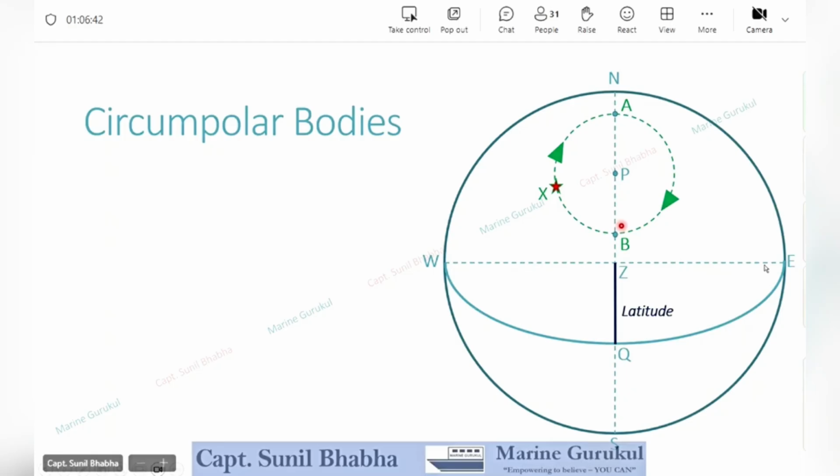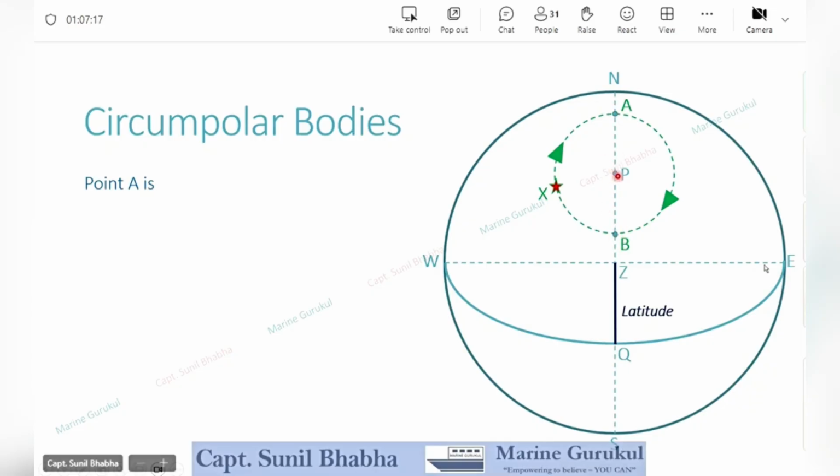For a normal body which is not circumpolar, it will come north or south of you, or in other words, you can say it will come on your meridian only once in a day. But a circumpolar body will be north or south of you twice in a day. Roughly after an interval of 12 hours, it will be south or north of the observer 2 times in a day. Now, both of these instances are called meridian passages.